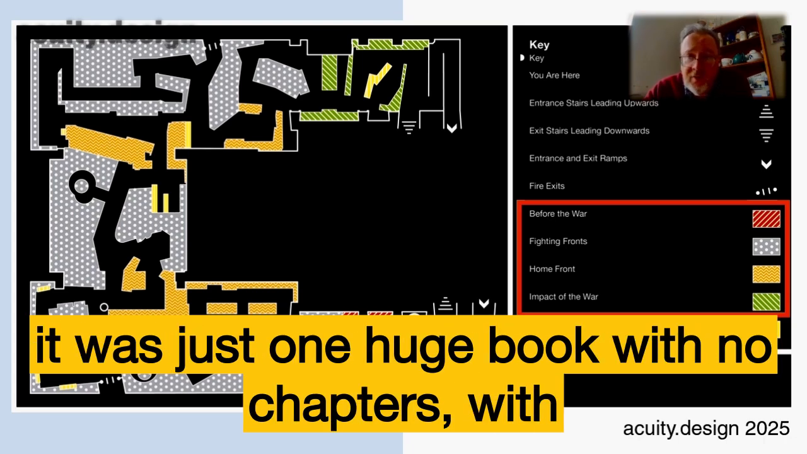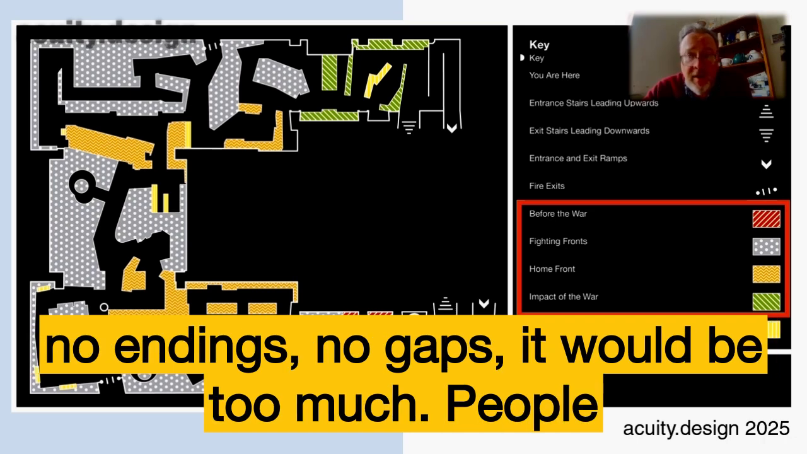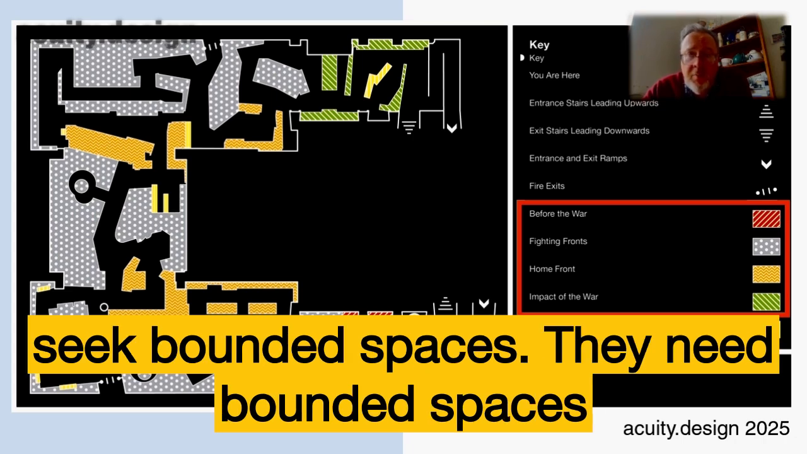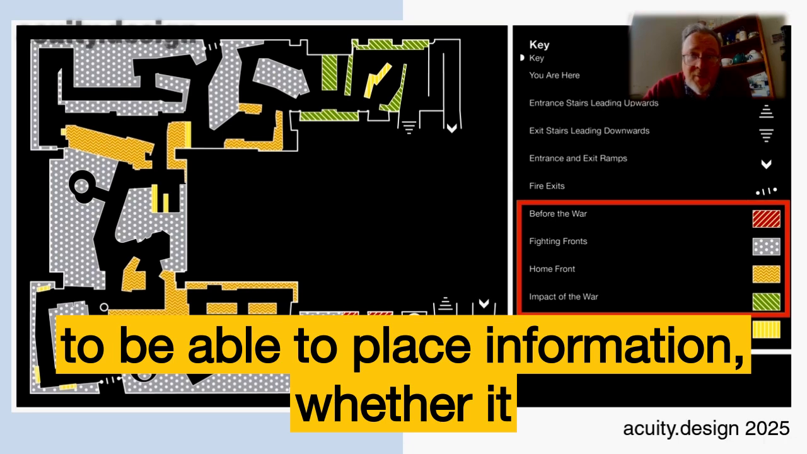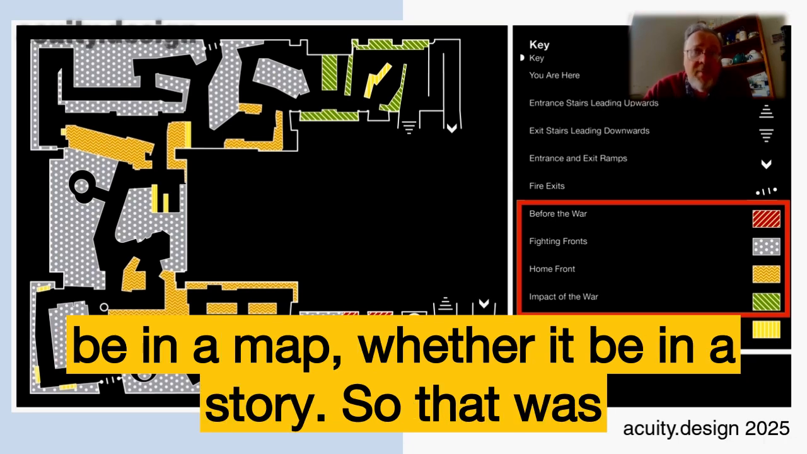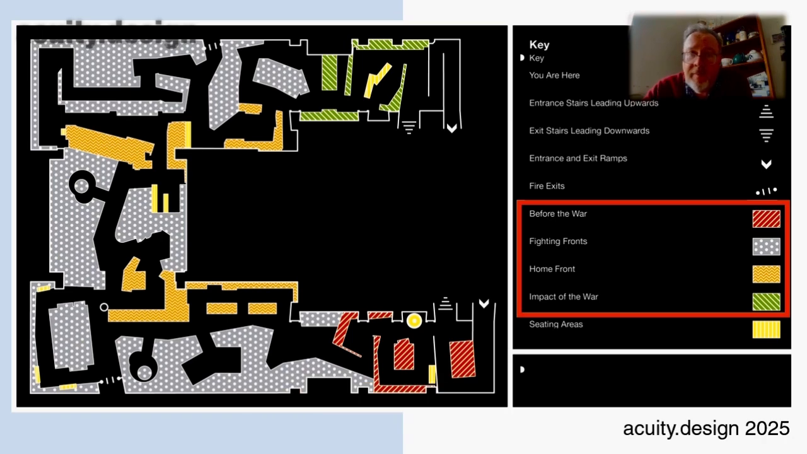If it was just one huge book with no chapters, with no endings, no gaps, it would be too much. People seek bounded spaces. They need bounded spaces to be able to place information, whether it be in a map, whether it be in a story. So that was the first thing.